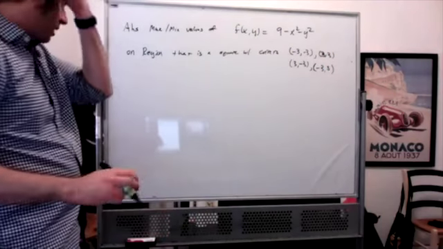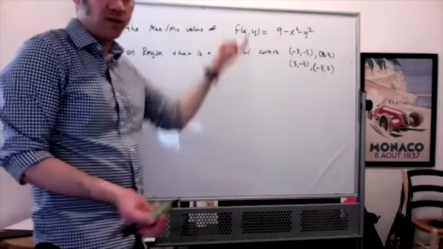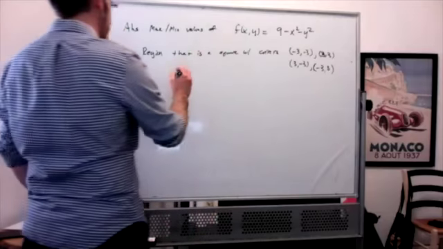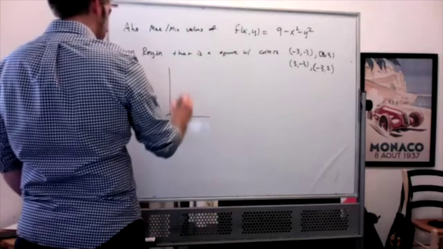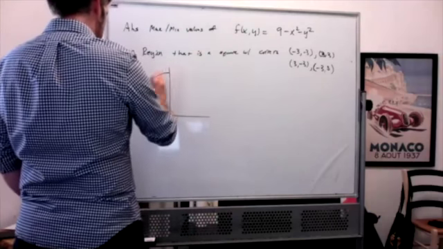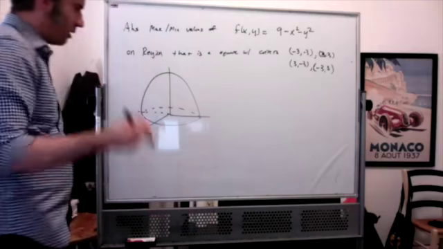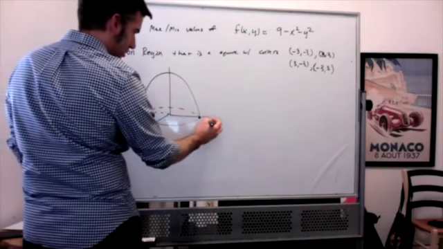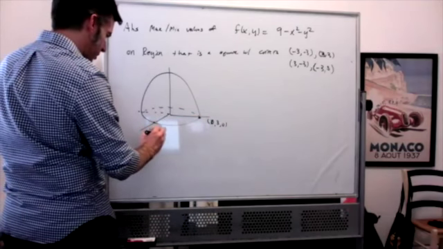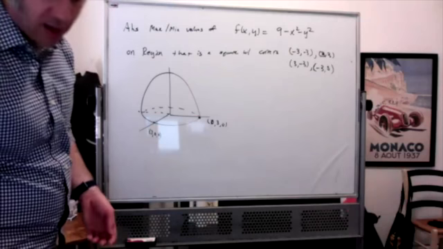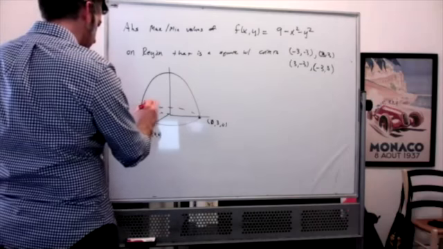So here's the idea. Let me show you first. We know what this function looks like. We know that 9 minus x squared minus y squared, well, I've drawn it like this before. And this point is 3, 0, 0, and this point is 3, 0, 0. Now the problem is, I want to look at the maximum and minimum values of this function over this region that's a square.